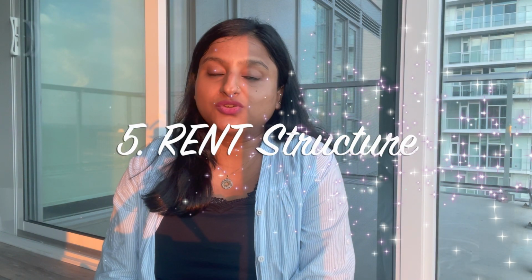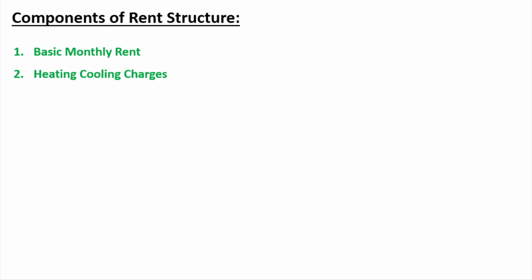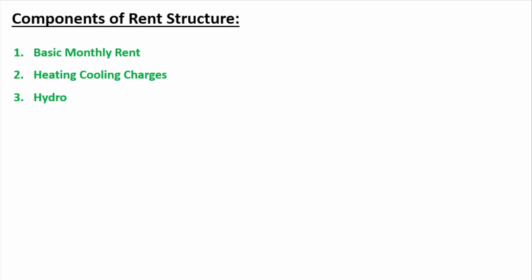Okay, now rent structure. What are the different components that contribute to the rent structure here? Let's talk about them one by one. First is monthly rent. That is the basic monthly rent that you have to pay. Suppose it is $1,500, you will pay $1,500 per month straight. On top of this, you have components like heating and cooling. Heating during winters, cooling during summers. Then comes hydro. Hydro is your electricity. Then comes water. You have to pay for water. Your hydro includes all the equipment that you use, like oven, microwave, dishwasher, washing machine, electricity, all of that. So that will be included in hydro, and water is the water that you're going to consume.